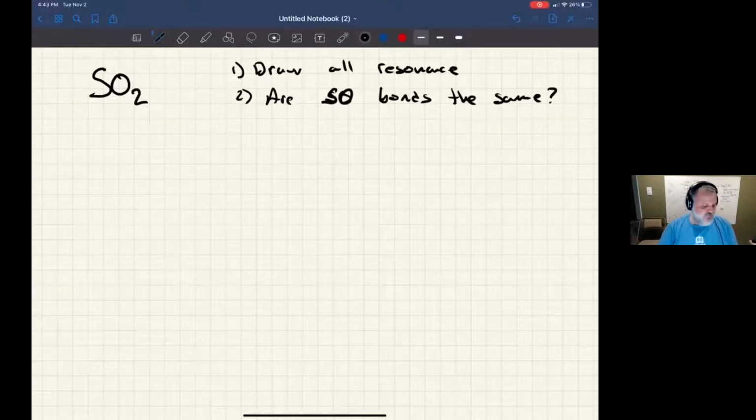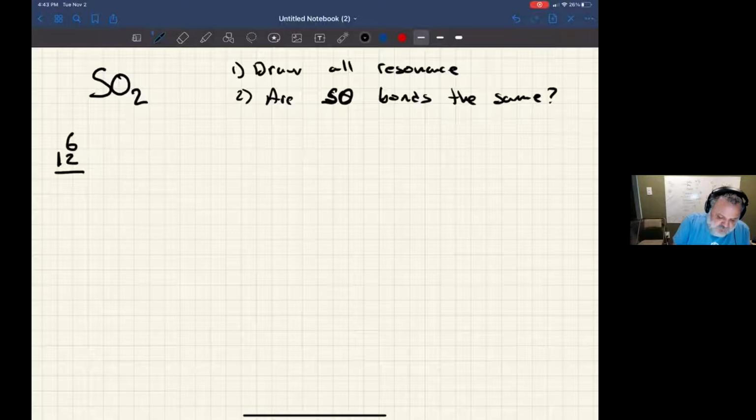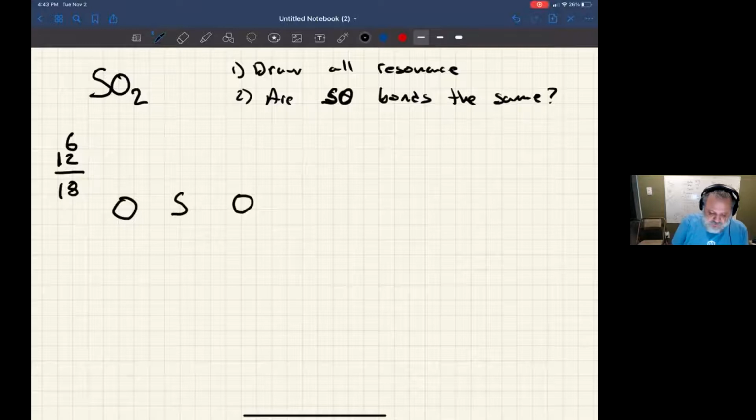Well, let's get down to the Lewis structure first. I've got 6 from sulfur, I've got 6 from oxygen, and there's 2 of them, and so that's 18 electrons. All right, so let's arrange the atoms as symmetrically as we can. So I've got S in the middle with oxygen on either side. That's a good symmetrical arrangement.